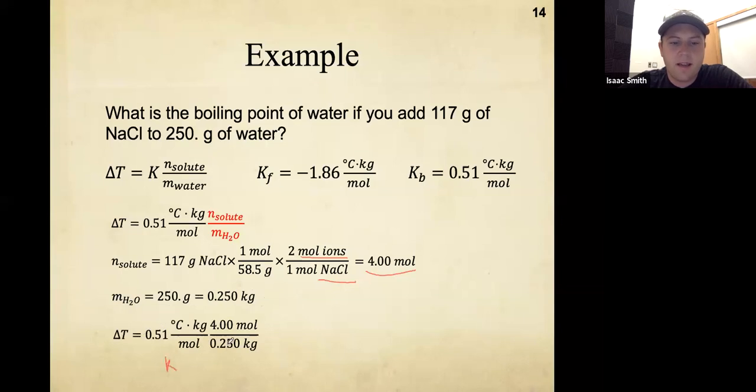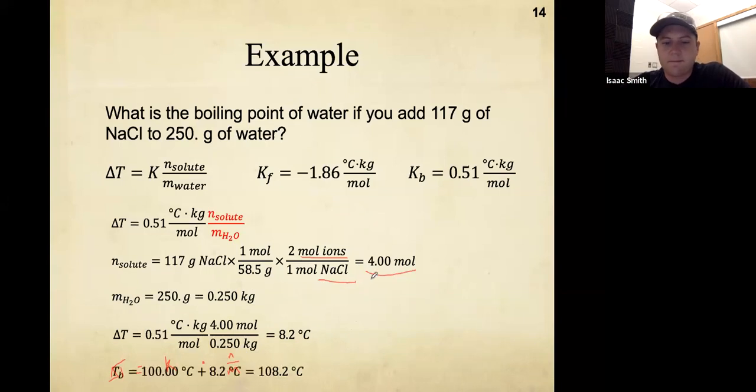So this is K, and then we have N over M right here equals delta T. And that gives us the change in temperature, which we then either add or subtract to the original. If it's a boiling point of water, we add it to the boiling point to get the new boiling point. If it's a freezing point, we would subtract it from the original freezing point of water. So you should know those, right? Freezing point of water is 0 degrees Celsius, and the boiling point is 100 degrees Celsius. So we take 100, add 8.2, and we get the new boiling point for water.